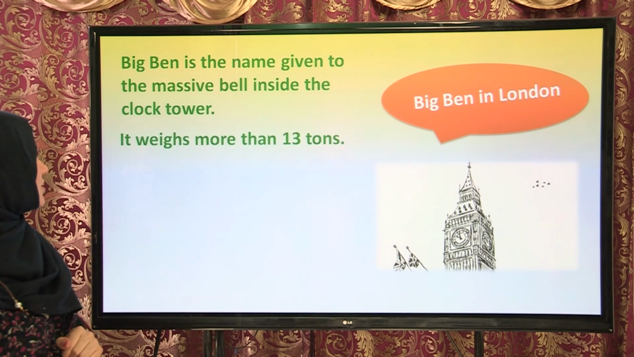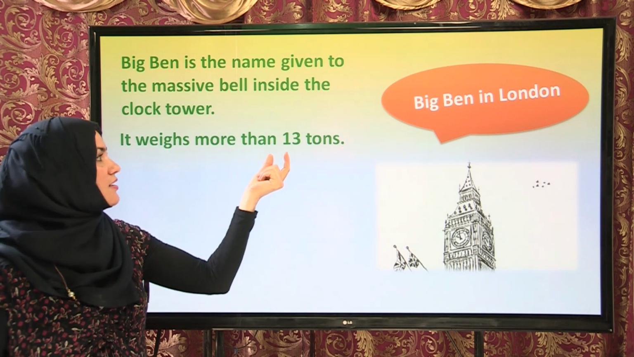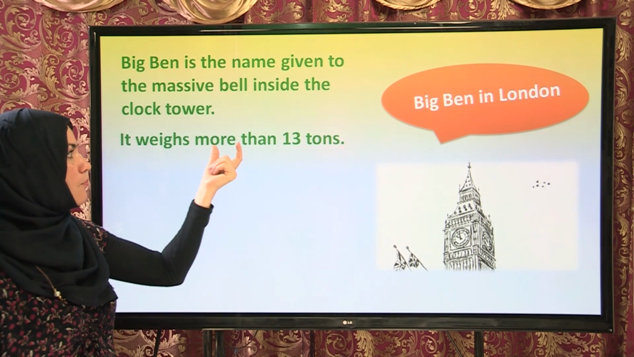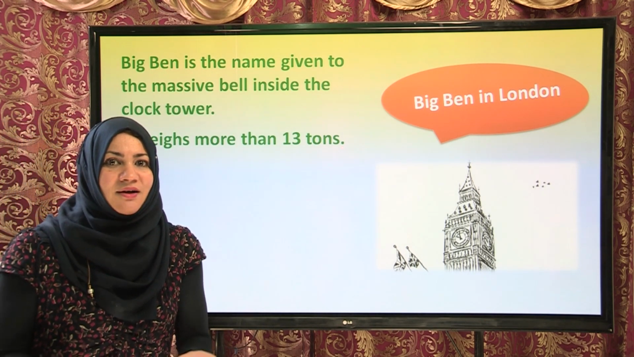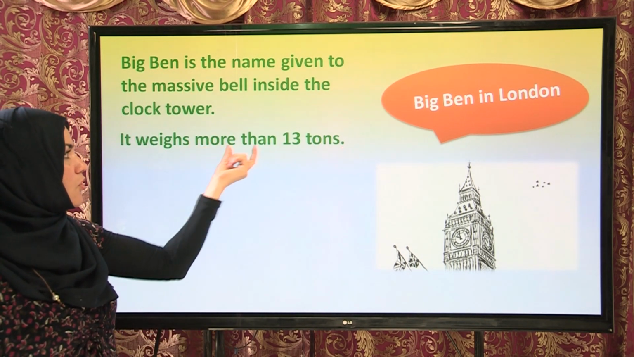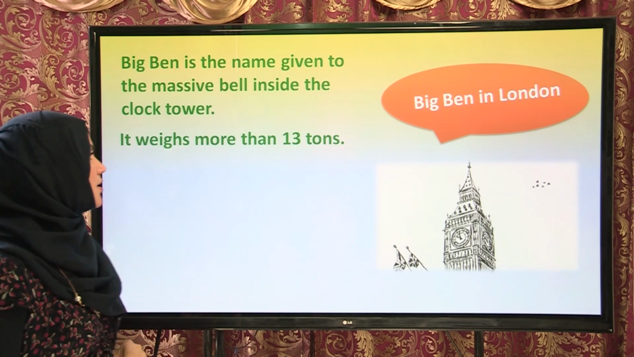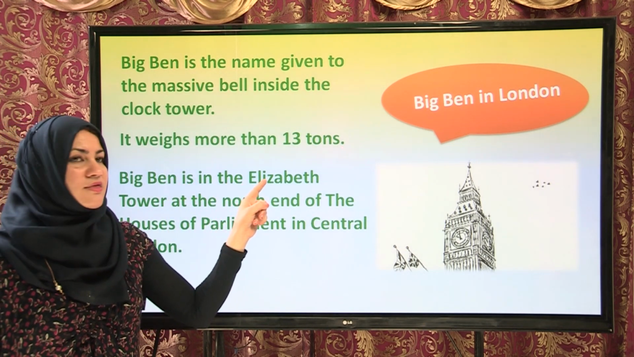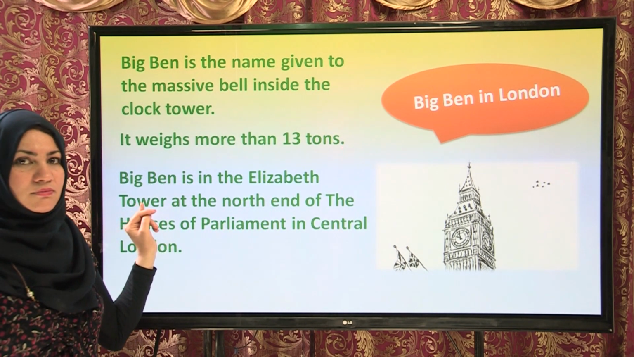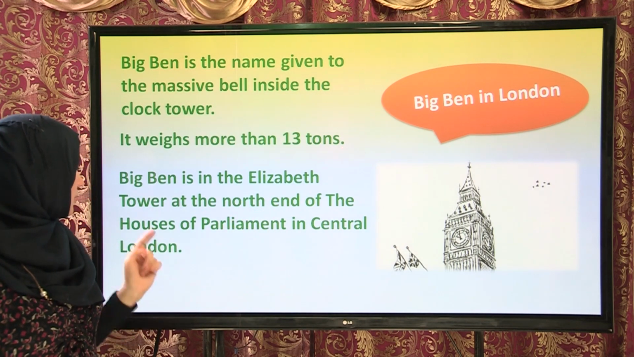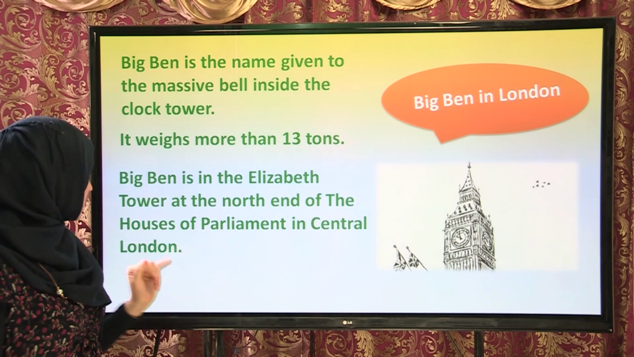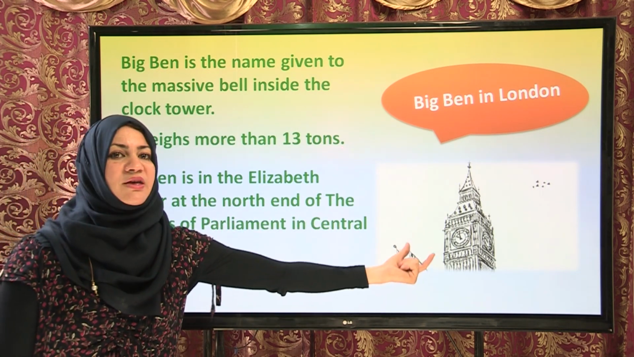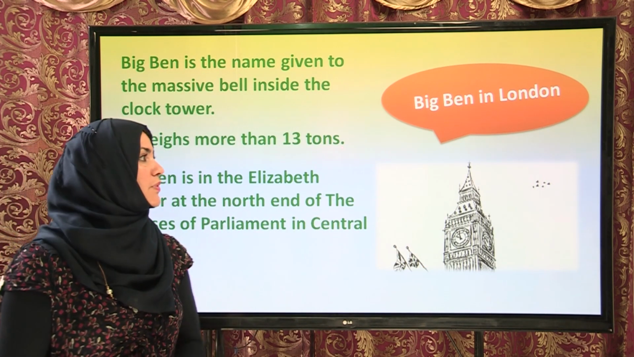The second information: it weighs more than 13 tons. You see here, it weighs more than 13 tons. The third information: Big Ben is in the Elizabeth Tower at the north end of the Houses of Parliament in central London. It means in central London we have Big Ben, the great clock.